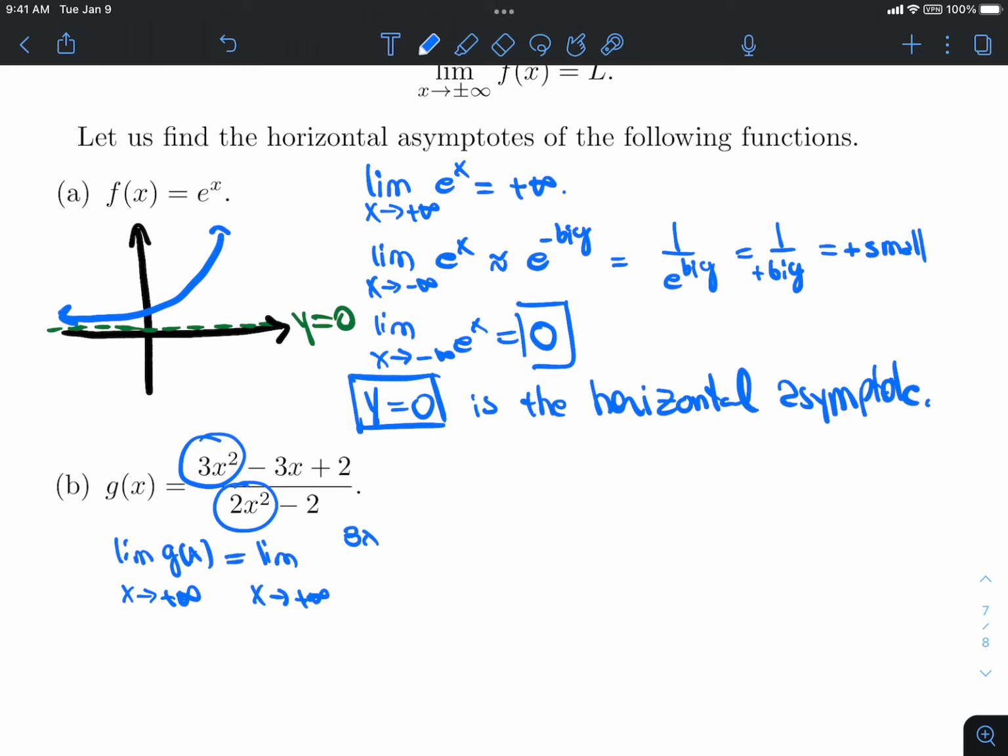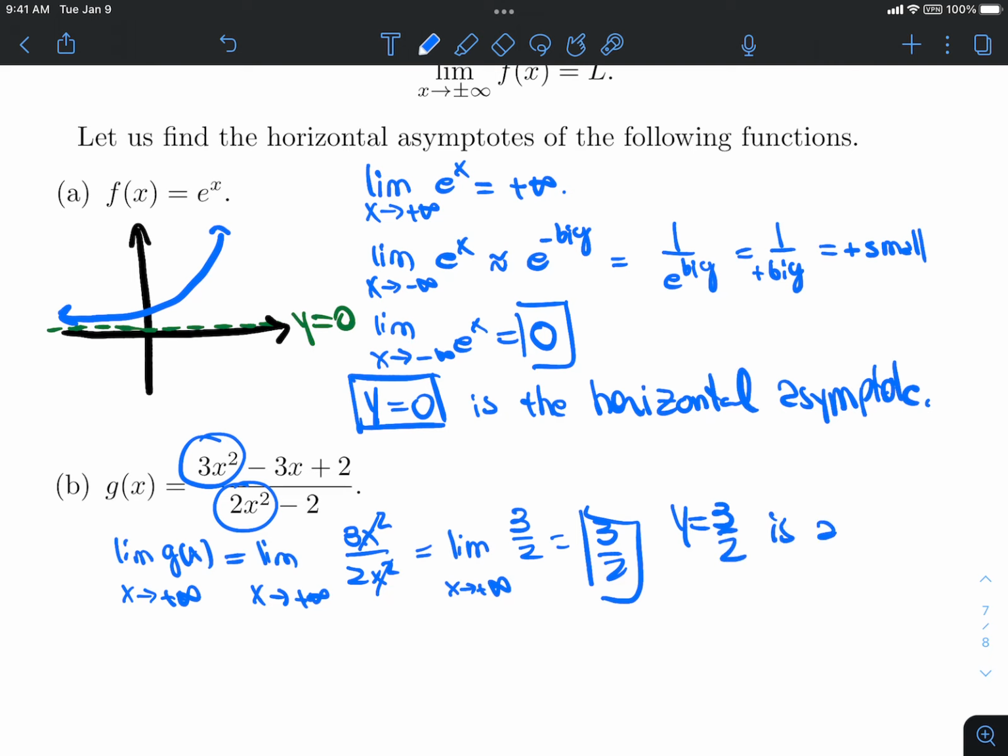So this is the limit of 3x squared over 3x squared. Sorry, the bottom is 2x squared. Cancel these two. That will be a limit of 3/2, which is just 3/2. Doesn't matter what x is going to. The limit of a constant is just a constant. So y equals 3/2 is a horizontal asymptote.